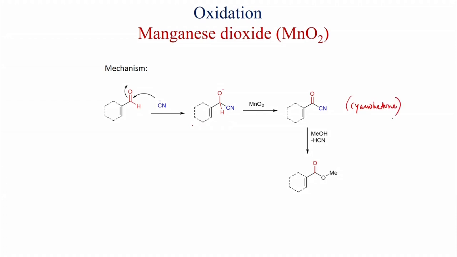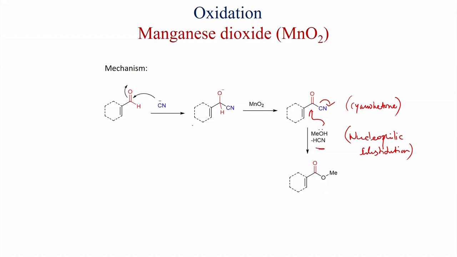And the cyanoketone then does a nucleophilic reaction, a nucleophilic substitution reaction. And here the methanol is the nucleophile, and ultimately HCN will be liberated and you get the alpha beta unsaturated ester.